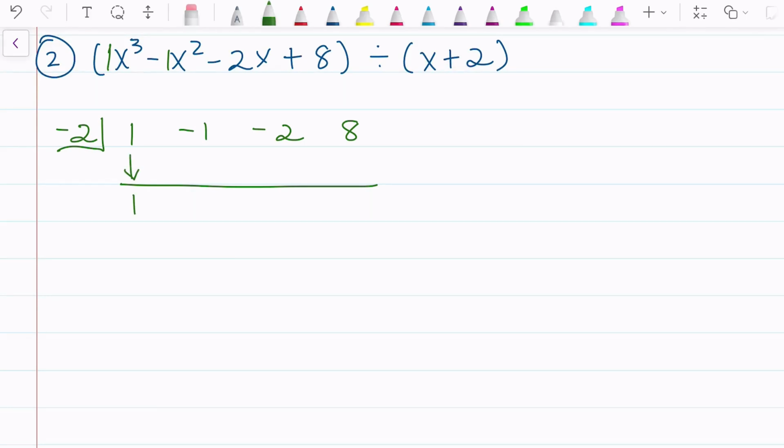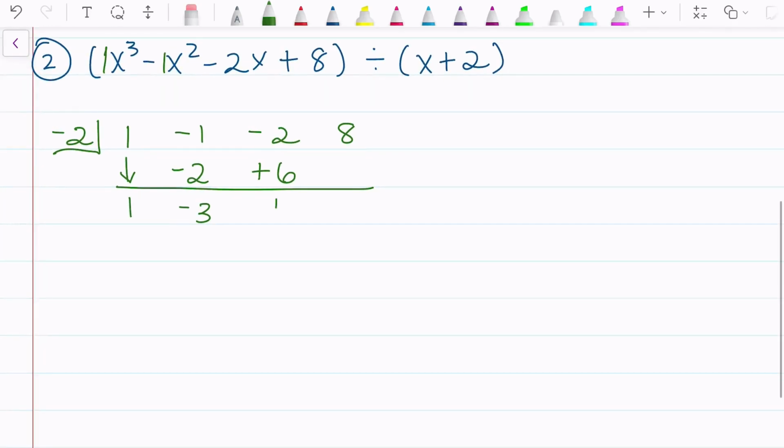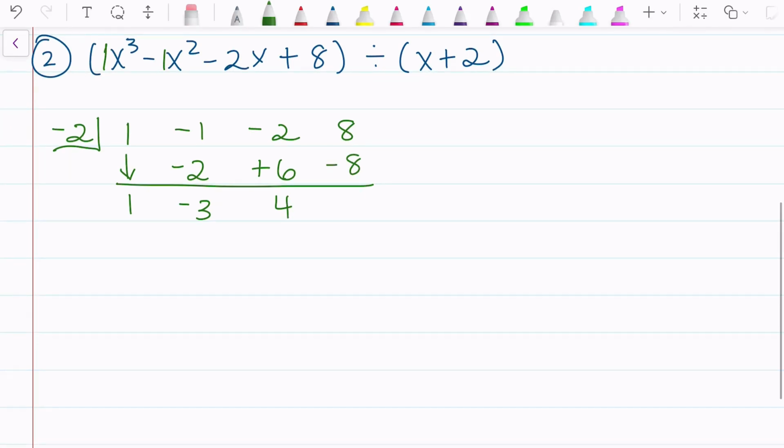I'm going to bring down a 1. 1 times negative 2 is negative 2. Subtract up and down. Negative 1 take away 2 is negative 3. I'm going to multiply that negative 3 by the box. Negative 3 times negative 2 is positive 6. Up and down, you just do whatever the operation is, so whatever the signs are. So negative 2 plus 6 is positive 4. I multiply it by the box. 4 times negative 2 is negative 8, and so my remainder is 0.